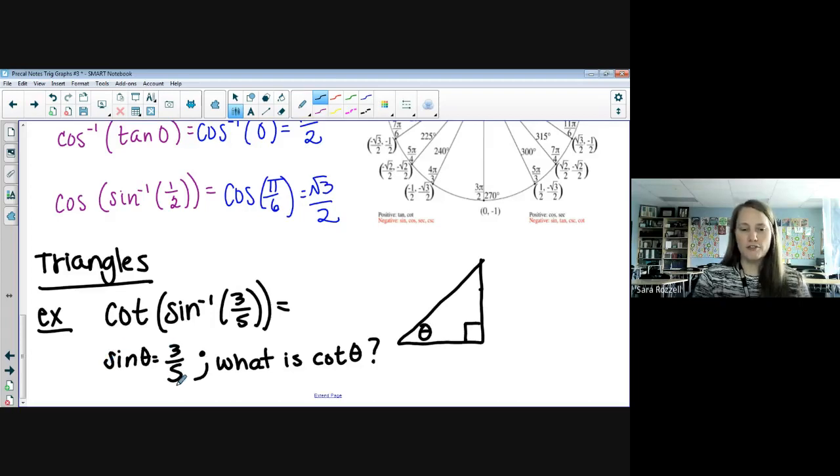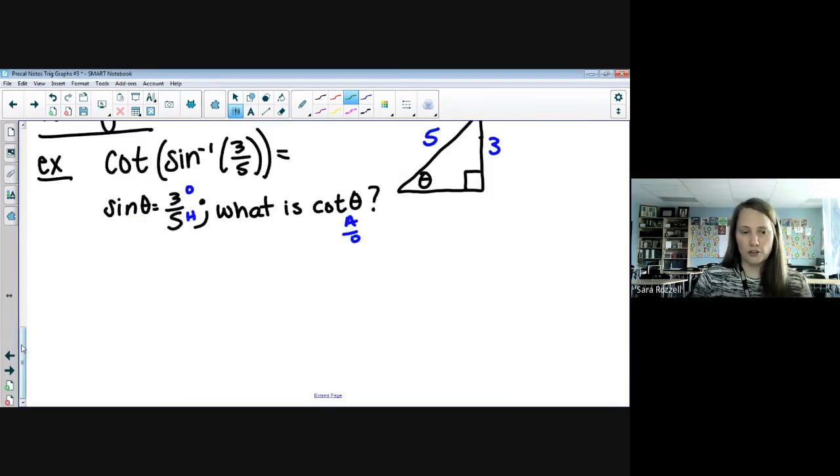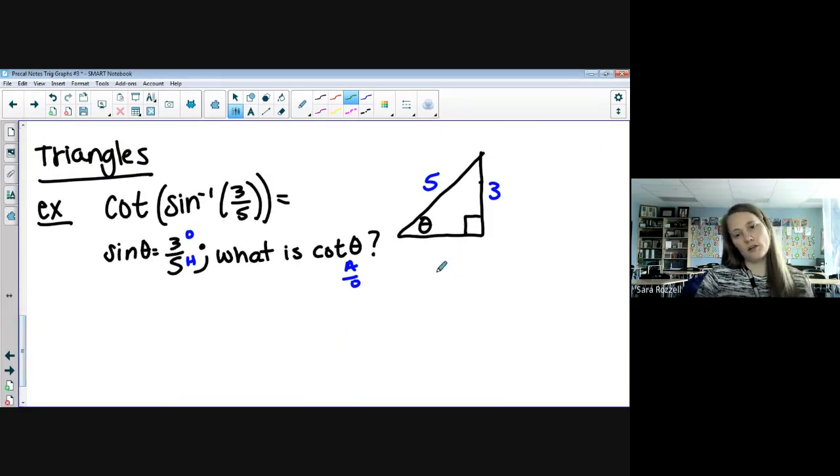So if sine is 3/5, my opposite is going to be 3. Hypotenuse will be 5. Cotangent is adjacent over opposite, so I do need to find the last side. Sometimes you don't need to find the last side. You've got all that you need, but in this case we do. So what are we going to use to find our final side in our triangle? Pythagorean theorem, our good old pal Pythagoras. Coming to save the day again.